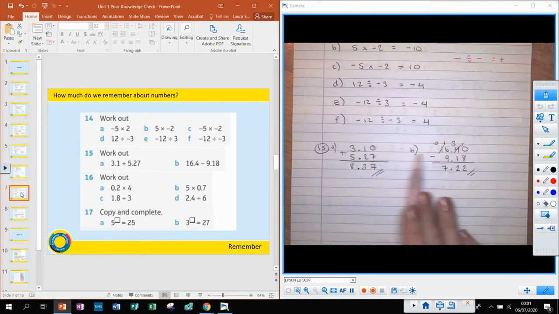So please remember, when you're adding and subtracting decimal numbers, you must line them up at the decimal.